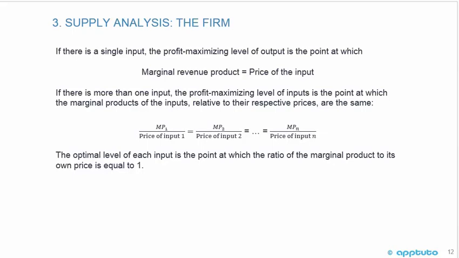This is another important rule that you need to memorize. If there's a single input, the profit maximizing level of output is the point at which the marginal revenue product equals the price of the input. If there is more than one input, the profit maximizing level of inputs is the point at which the marginal products of the inputs relative to their respective prices are the same. So that's the marginal product of 1 divided by the price of 1 equals the marginal product of 2 divided by the price of 2. So the ratio is the same. The optimal level of each input is the point at which the ratio of the marginal product to its own price is equal to 1.